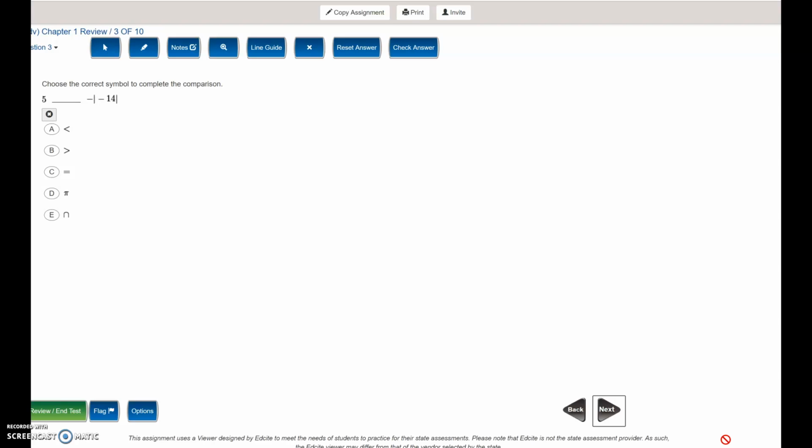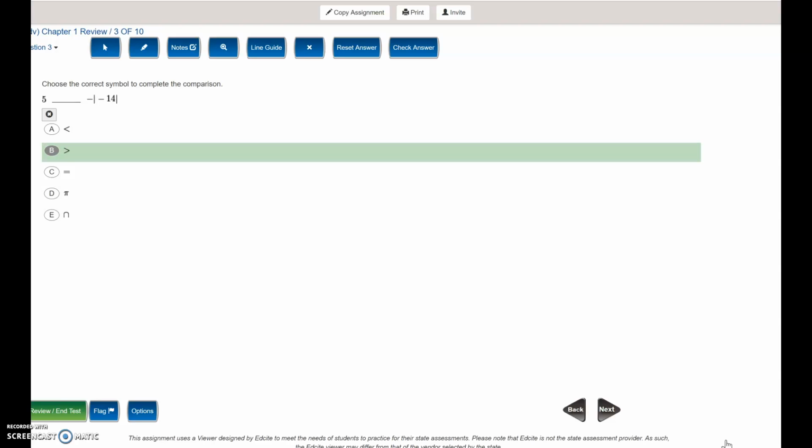We are comparing 5 and the negative absolute value of -14. The absolute value of -14 is +14, and then stick the negative on it. So 5 would be bigger than -14. So our correct answer is the greater than symbol.